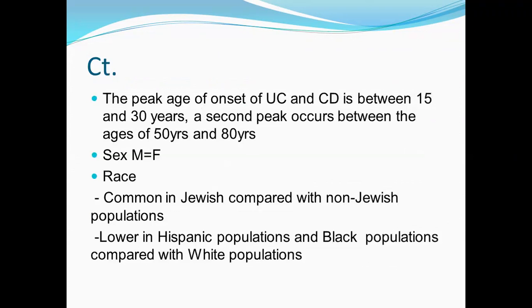IBD has a bimodal distribution in that the peak age of onset is around 15 to 30, and then a second peak around 50 to 80 years. Sex is equal in both males and females, but some studies show that ulcerative colitis has a male predominance and Crohn's disease has a female predominance. It's also common in the Jewish population, and has a lower incidence in Hispanic and Black populations as compared to white populations.